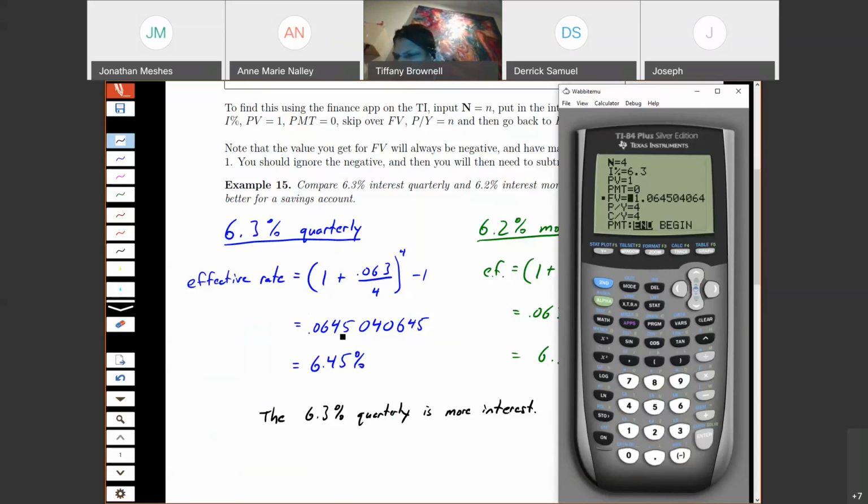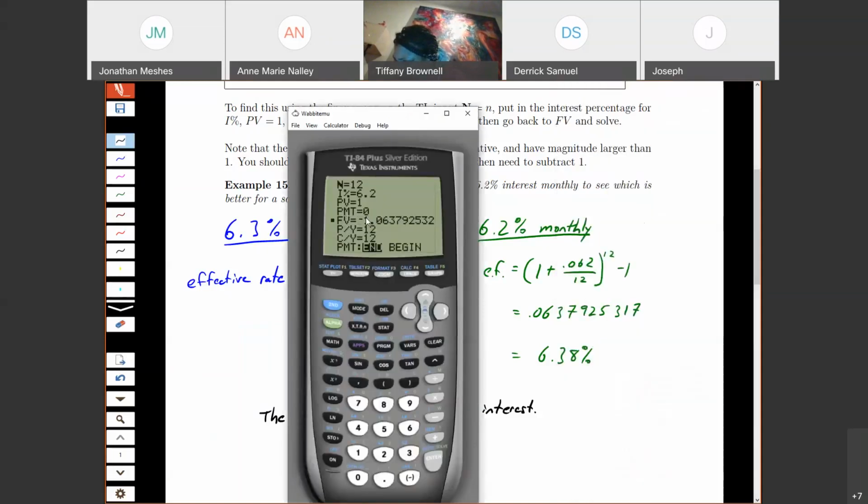I'll get the same 0.0645 that we had. And if I look at monthly, this is going to be a 12. It was 6.2, and I changed this one to a 12. And now here I can see if I ignore the 1, I have my 0.06379, right? Yeah, 0.06379.